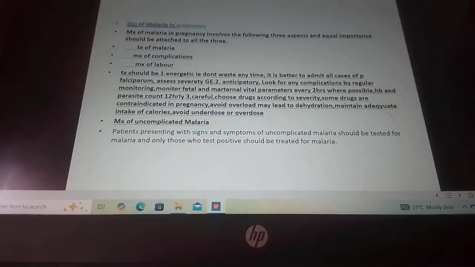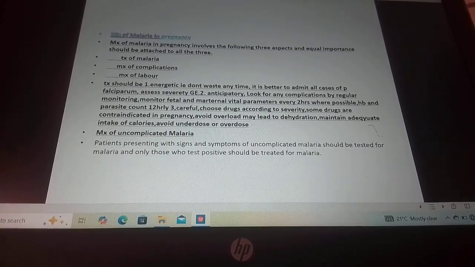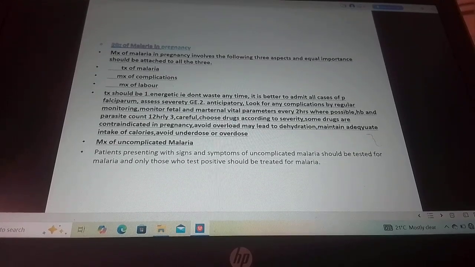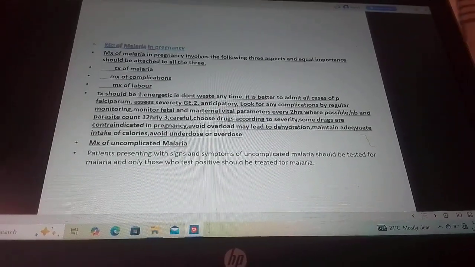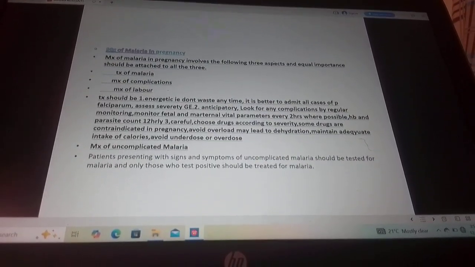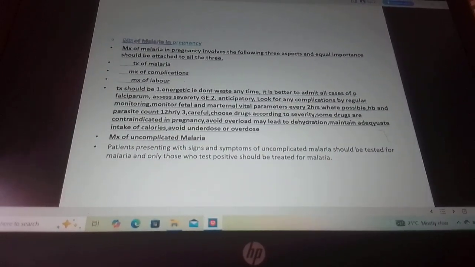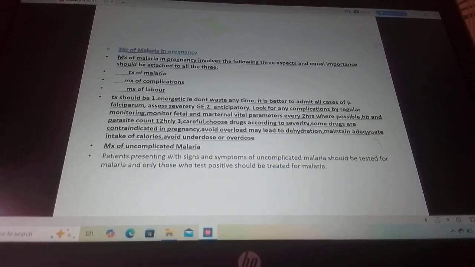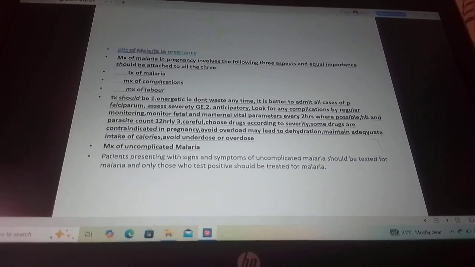Okay, my slide is here. Yes, so number 2, the treatment of malaria should be anticipatory. This is to mean that you look for any complications by regular monitoring. Then you should also monitor the fetal and the maternal vital parameters after every 2 hours if it's possible. Then remember the HB or the hemoglobin and the parasite count should be done at least 12 hourly. So remember the treatment should also be careful. This is to mean that you choose the drug according to the severity, because some drugs are contraindicated in pregnancy. So what you do, you avoid them.